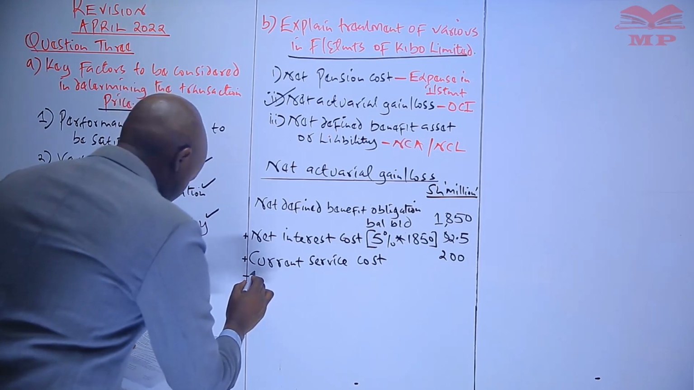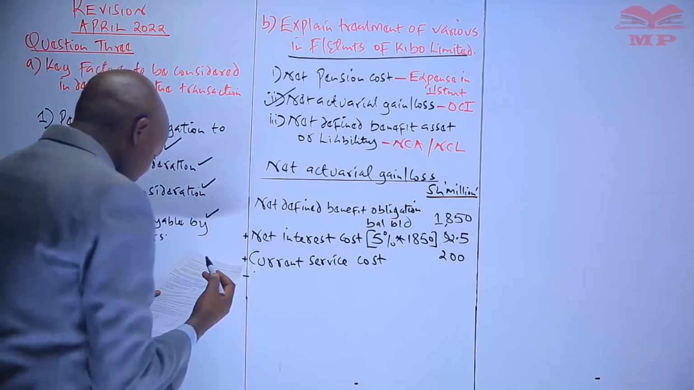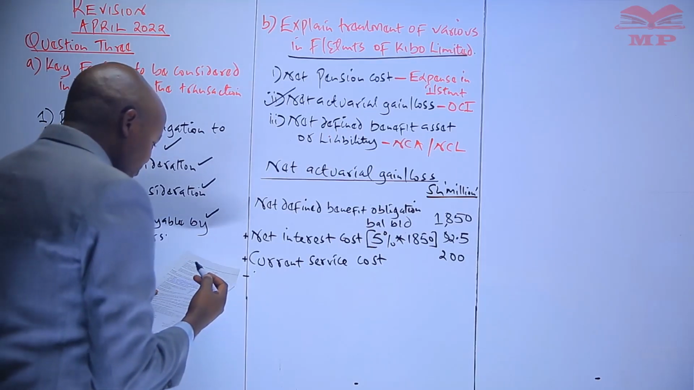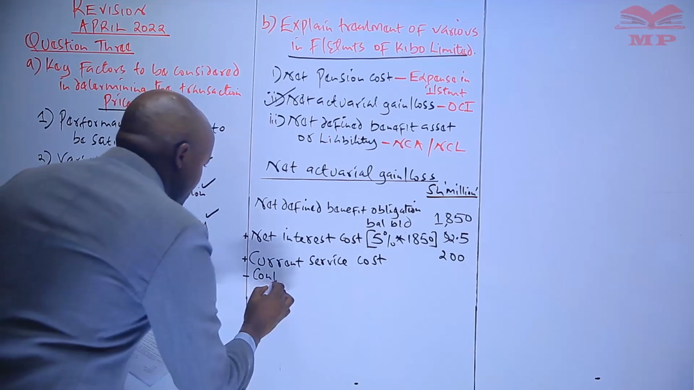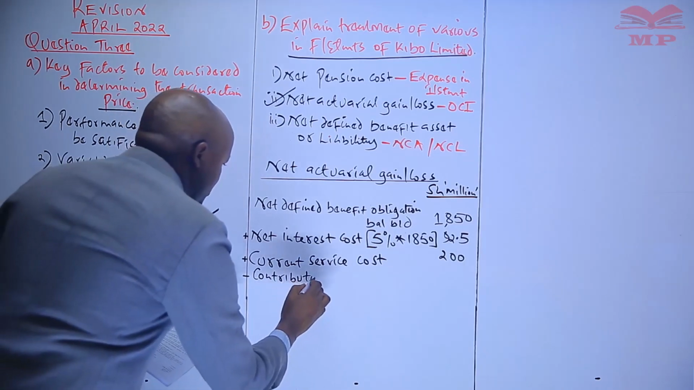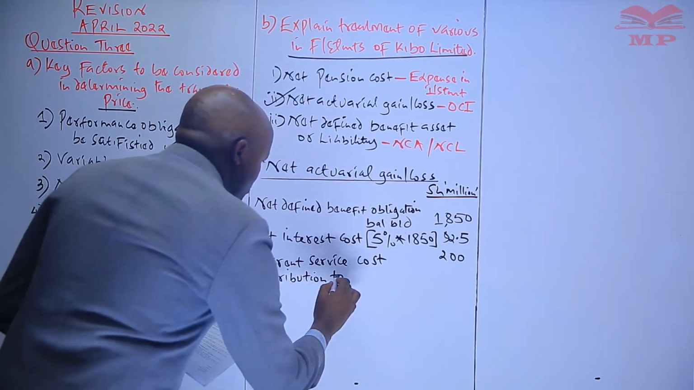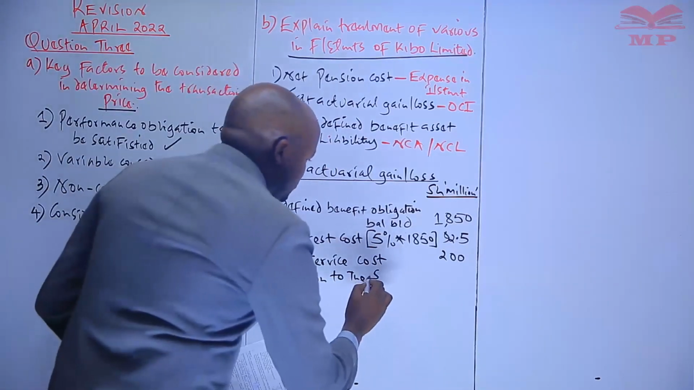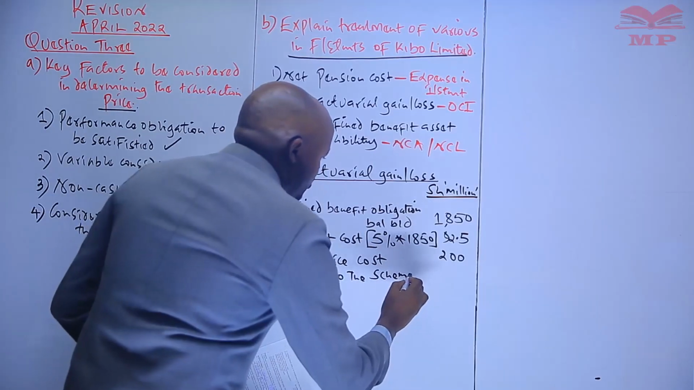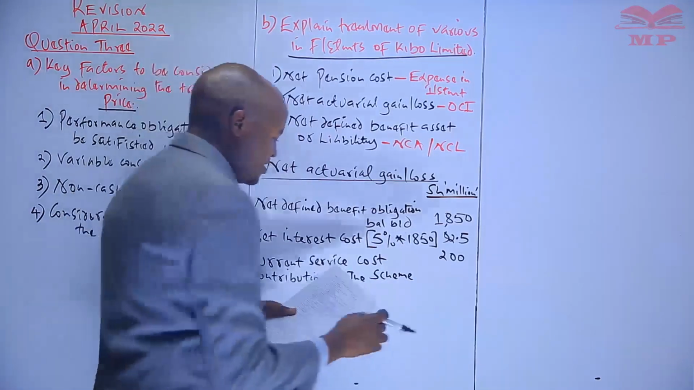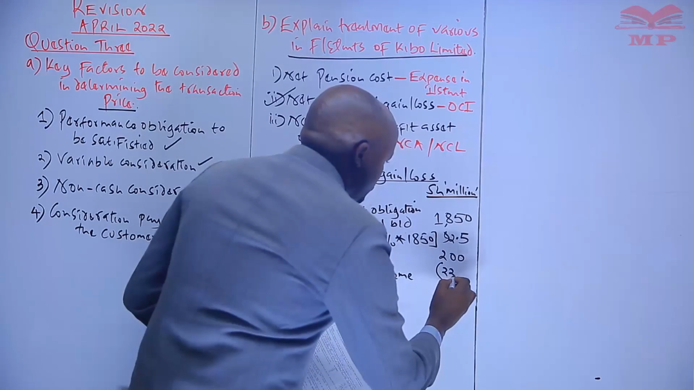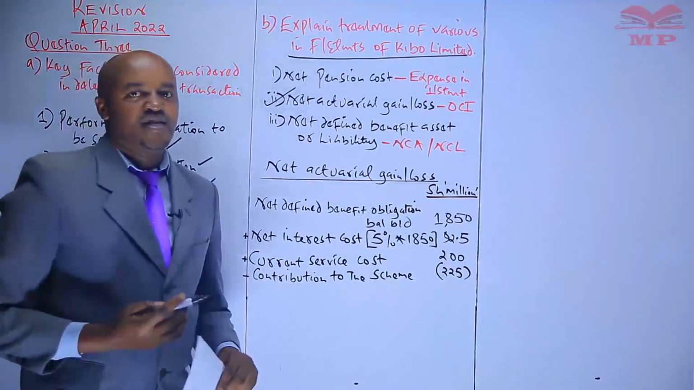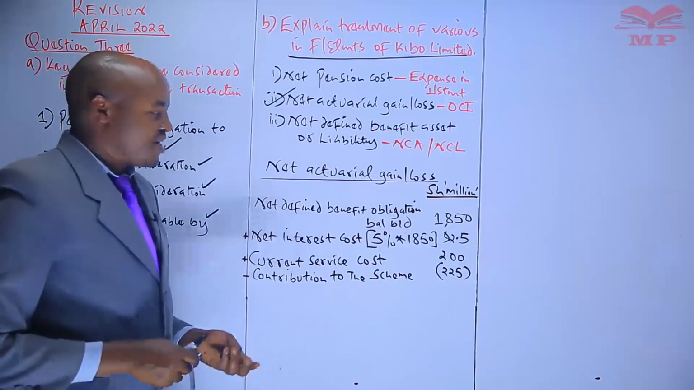what we less here, sorry, not we less. Yes, so what are we given there? We are given the contribution to the scheme. So we need to take into account that here, the contribution to the scheme, which automatically should be deducted. How much is that? It is 225.